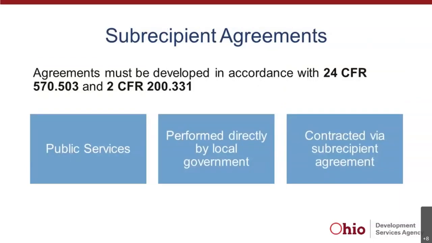Public services can either be performed directly by the local government or contracted via subrecipient agreement by a community action agency, public health provider, or nonprofit entity. These agreements must be developed in accordance with 24 CFR 570.503 and 2 CFR 200.331.